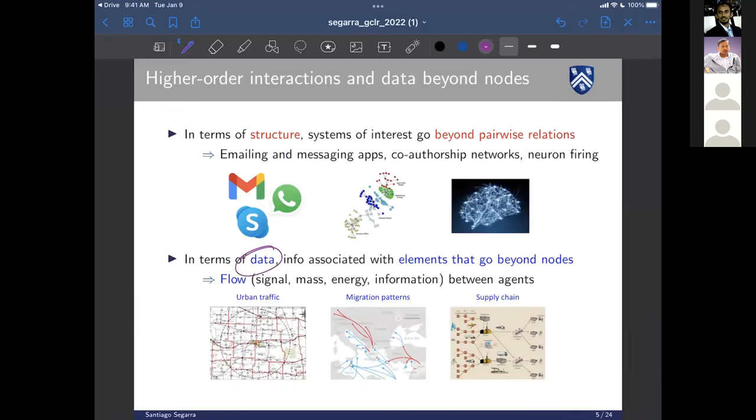And also we'll be generalizing in terms of the data. We want data associated not only with the nodes of our graphs or simplicial complexes, but also with higher order structures. We could have data associated with the edges, with faces, with volumes, etc. In particular, data associated with the edges of a graph or a simplicial complex usually represents flow. Flow of signal, flow of mass, flow of energy, flow of information between agents. If we think of urban infrastructure, we have traffic flow within a city, or migration patterns of birds or of people between states or countries, or the flow of materials in a supply chain, from production to transportation to consumption.